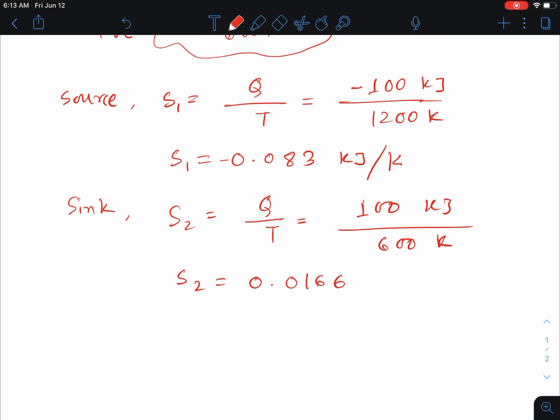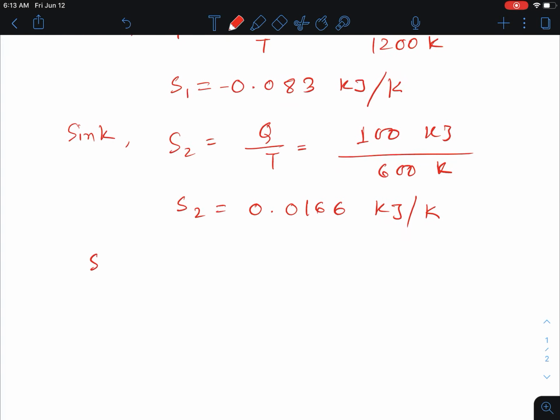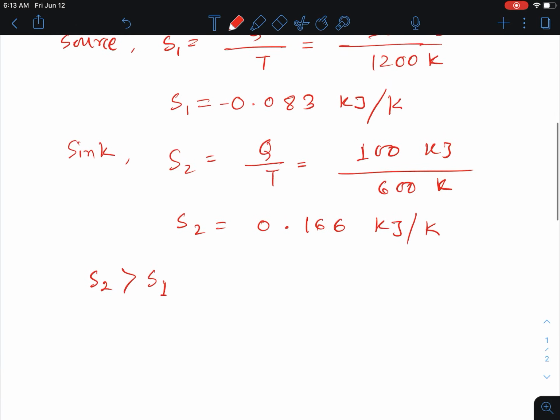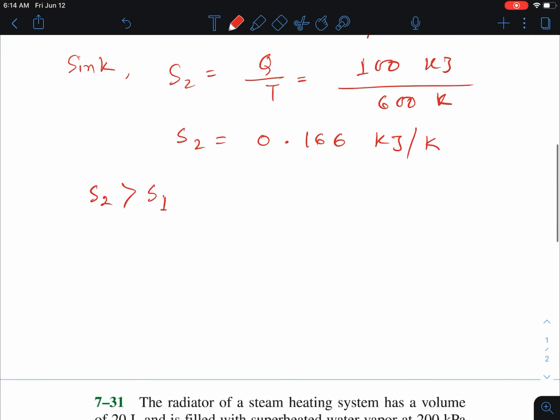In that case, we get the entropy equal to 0.166 kilojoule per Kelvin. So we can see clearly that S2 is greater than S1. So entropy is generated, and for this system, entropy is increasing.